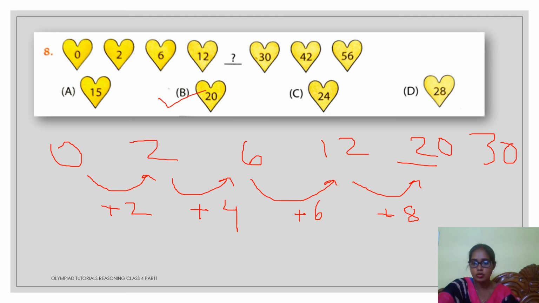Again, if you continue the series, after plus 8, for the next number you have to just add plus 10. So 20 plus 10, 30, right? Again after 30, if you go on moving, 10 plus 2, that is 12. So 30 plus 12 is 42. That means the series which we have created is correct, and the option 20 is the missing number. Okay.